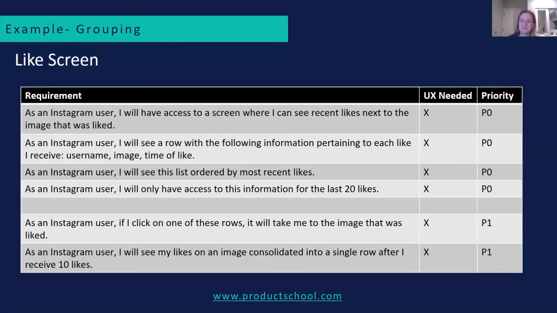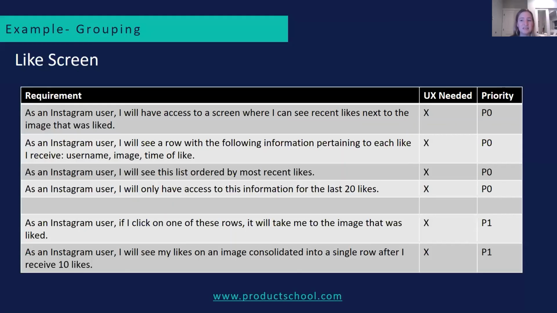All right. So here you can see that for the like screen, I have the must-have features, and those are labeled by priority 0. And I have some nice-to-haves as priority 1. When I was thinking through this feature as a product manager, I was thinking there are some obvious things we need. We need a screen. It needs to have some of the likes. They need to be ordered in a specific way so it's not confusing to the user. But things like if I click on a row, it takes me back to the image, or starting to consolidate different likes based on the image.